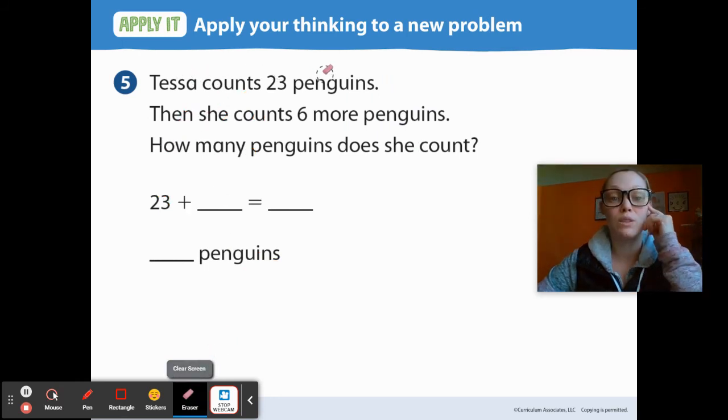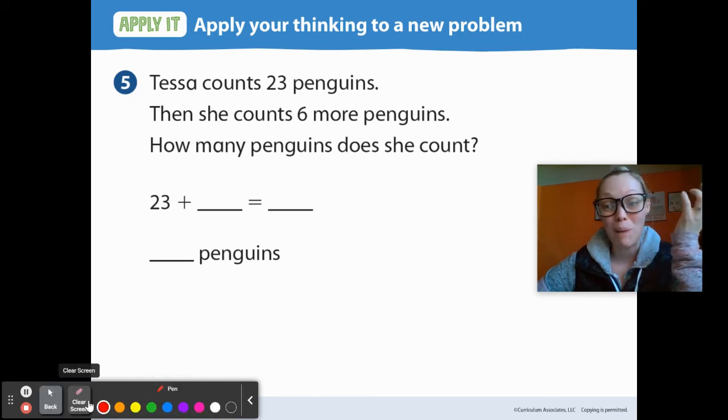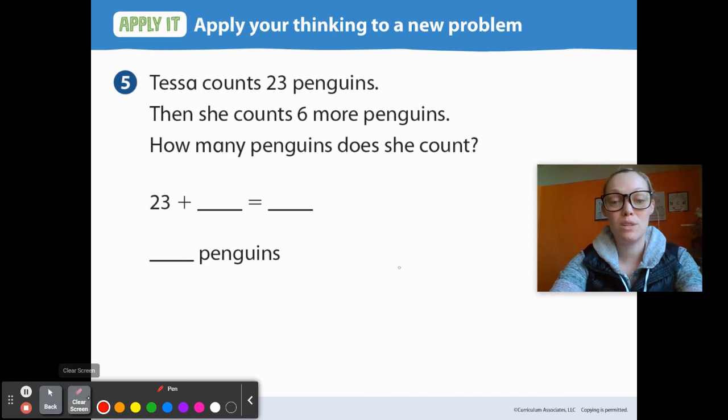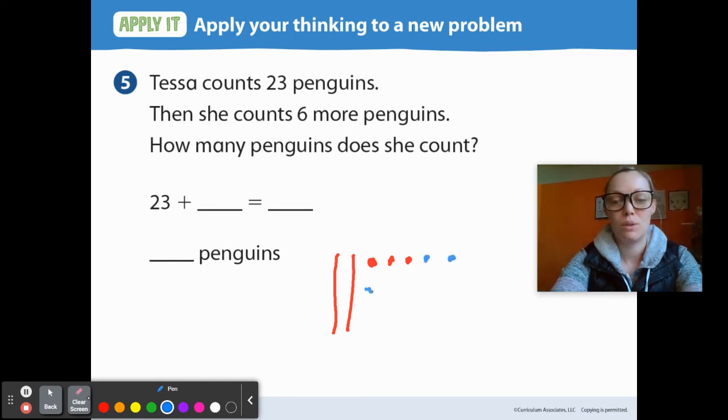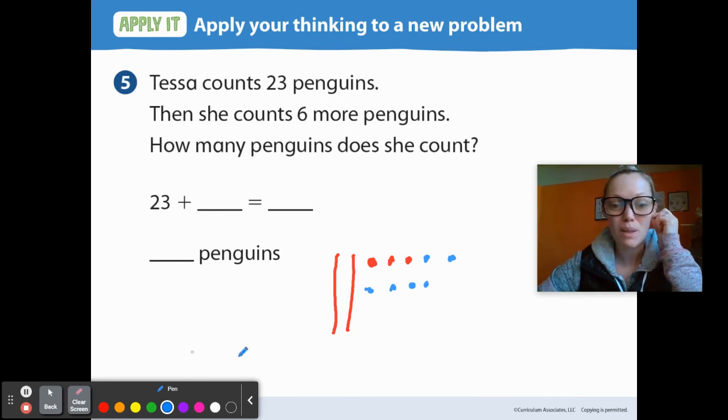Tessa counts 23 penguins. Then she counts 6 more penguins. How many penguins does she count? So 23 and 6 more. Now this one you might not have to bundle. So I would draw your picture, 10 and 3 more. Oh, 10, this stuff is not thinking straight. 23, that's 2 tens. And then we would add 6 more. 1, 2, 3, 4, 5, 6. Did it make a 10? It didn't. So this one you don't have to bundle up any 10s, but you will want to count it all and figure out how much it makes.